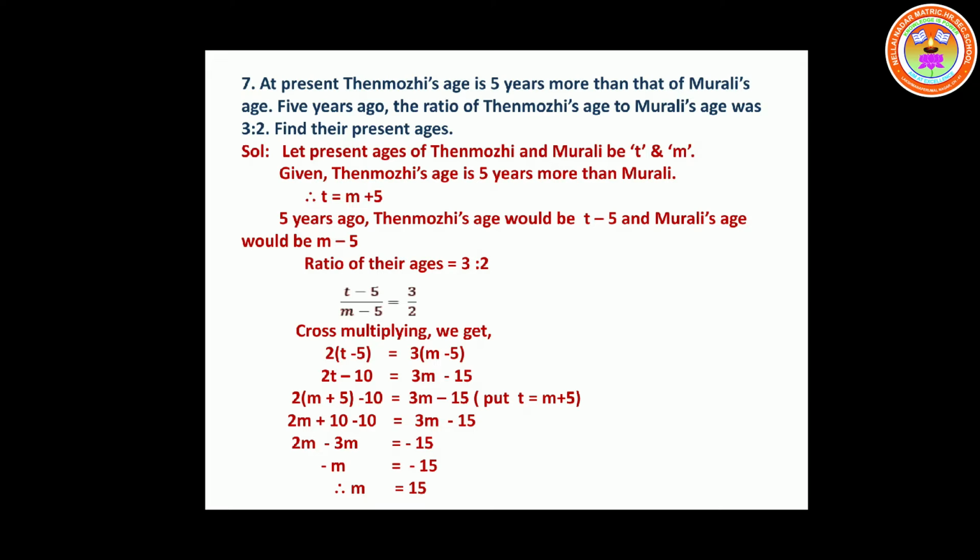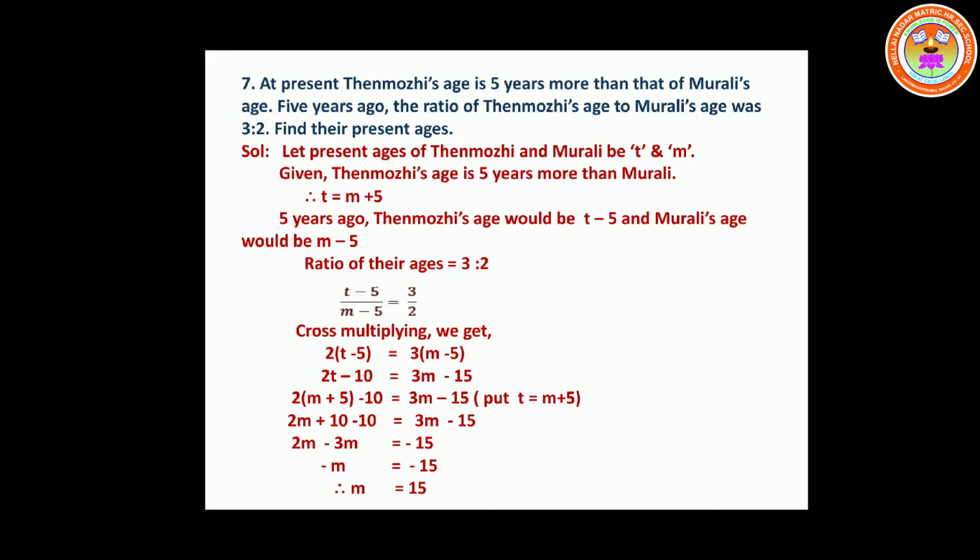Now the first statement says that Tainmuri's age is 5 years more than Murali. Okay, so Tainmuri T is 5 years more than Murali, that is written as M plus 5. That is the equation. T is equal to M plus 5. That is the equation formed using the first statement. Now they are talking about 5 years ago. The ratio of Tainmuri's age to Murali's age was 3:2.